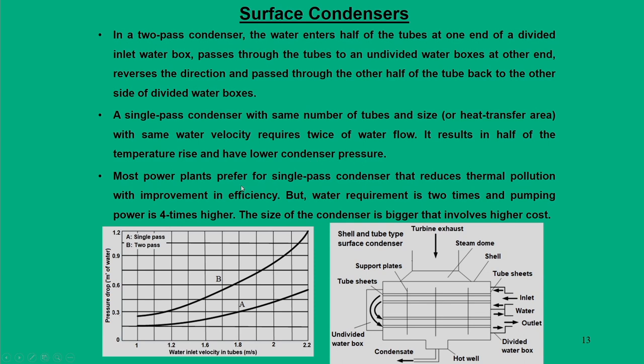So, that is the reason in many cases most power plants prefer single pass condensers when the requirement of thermal pollution control is essential. But in terms of water requirement and pumping requirement, we generally prefer two pass condensers because the single pass condensers involve higher cost. So, a balanced approach in the number of passes essentially decides the size and cost of the condenser.